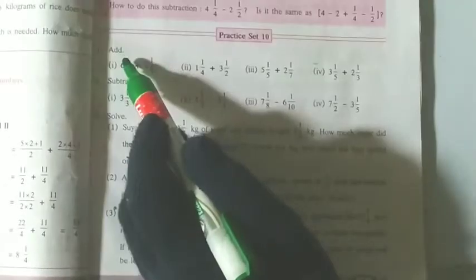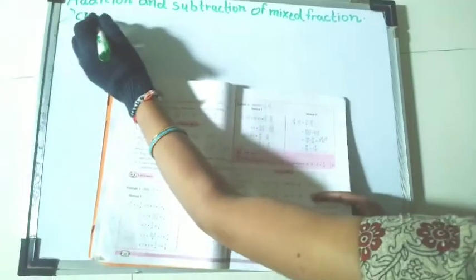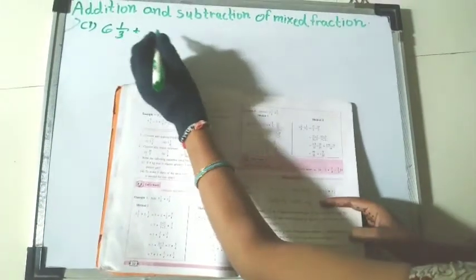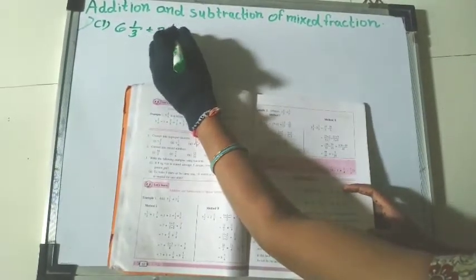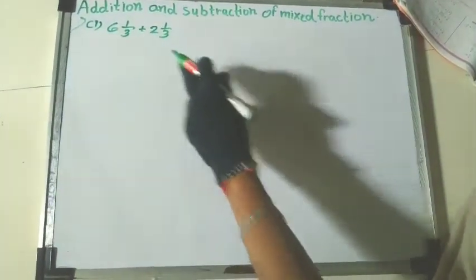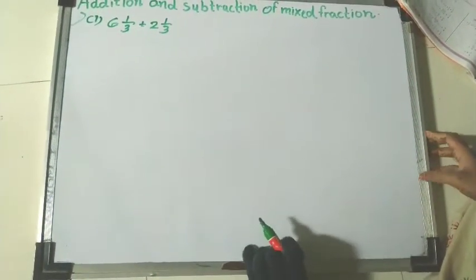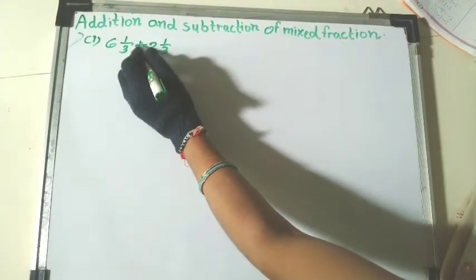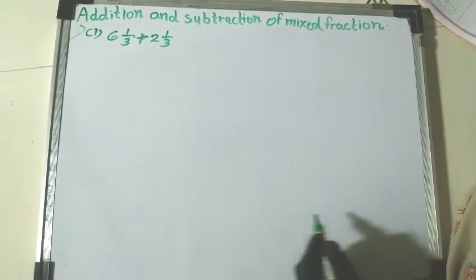Practice set 10. Today we will solve practice set 10. First question: add. Question number 1 is 6 and 1 by 3 plus 2 and 1 by 3. Here are the given numbers, 6 and 1 by 3 and 2 and 1 by 3. Now we will add. This is the symbol of addition.